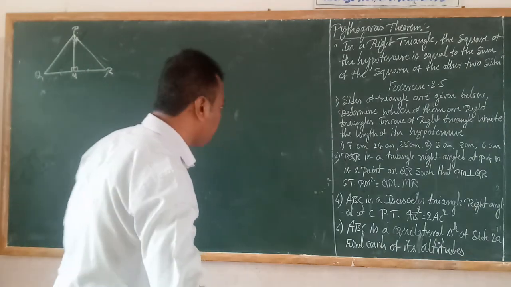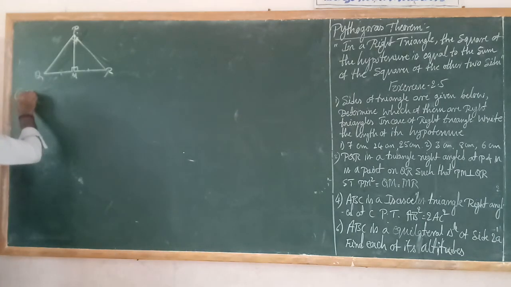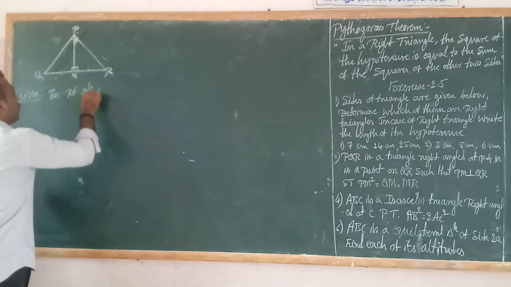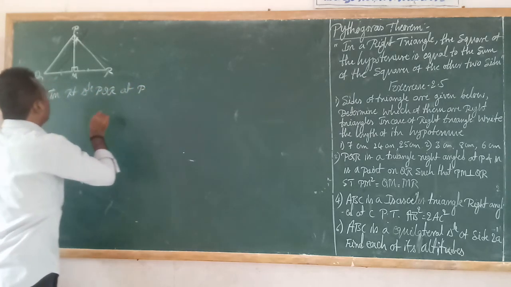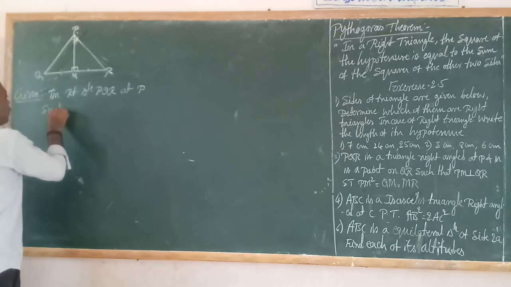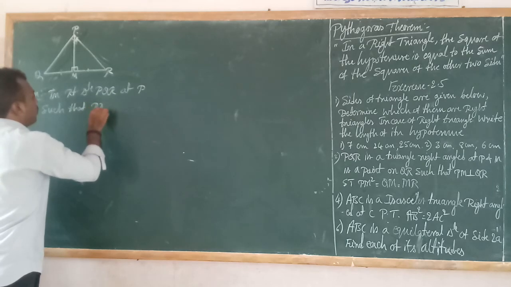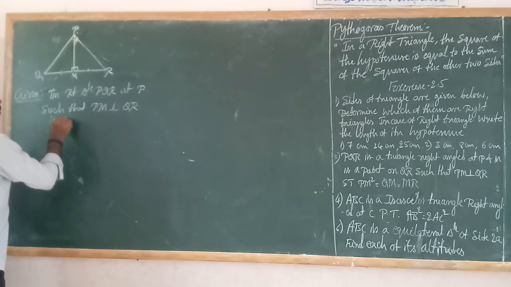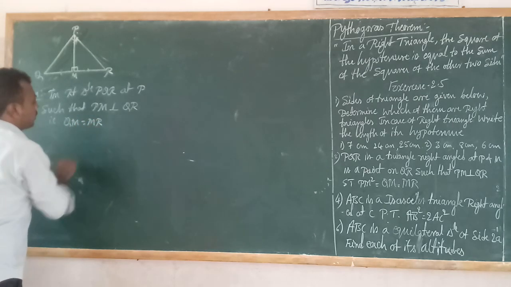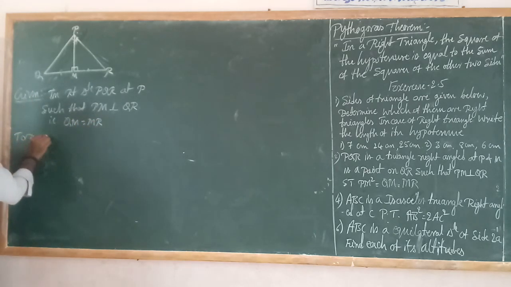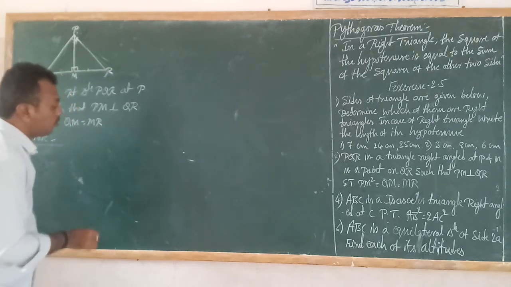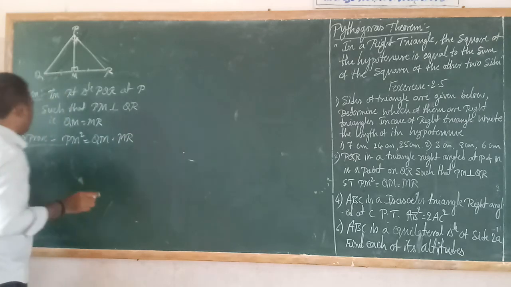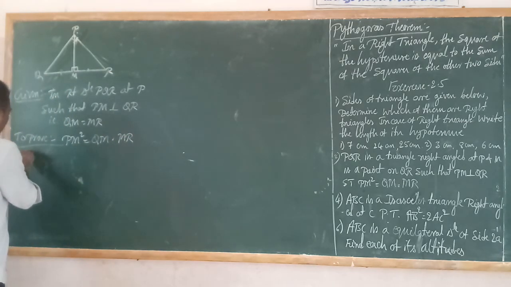Yes, let me prove it. So what is given? In right triangle PQR at P, such that PM is perpendicular to QR. And M is the midpoint of QR. Therefore, QM is equal to MR. This is given. Now, what we have to prove? PM square is equal to QM into MR. So this one we want to prove. So, next, prove.